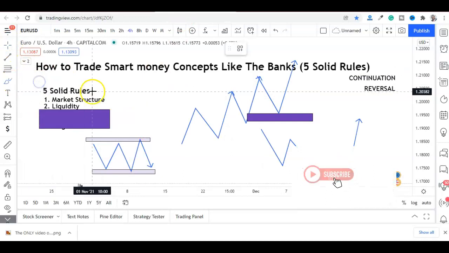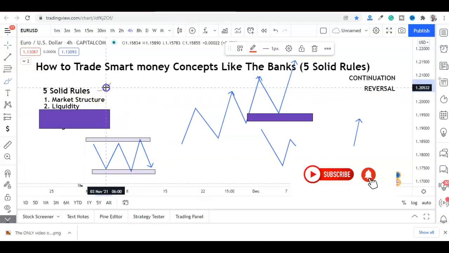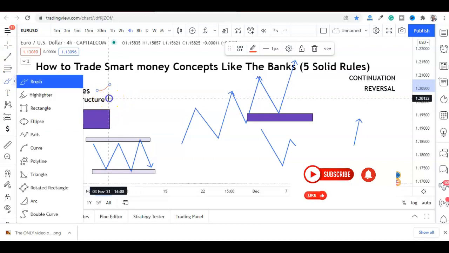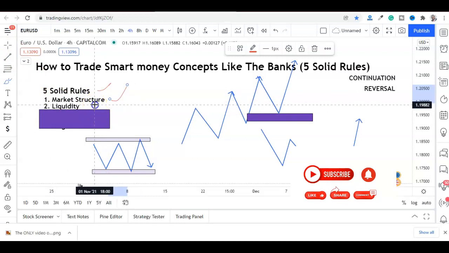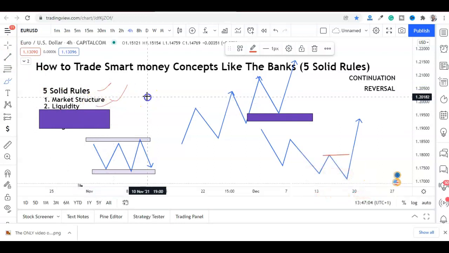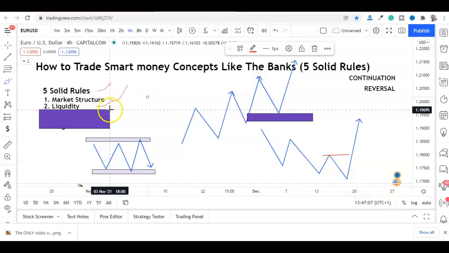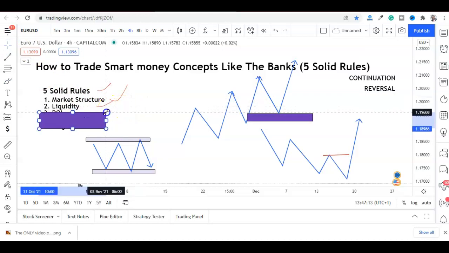The first check is this. There's liquidity, there's market structure. You understand your market structure. You understand that there's liquidity. You take it. Okay. The next rule is to identify your area of what? Interest, which we have done alongside liquidity.